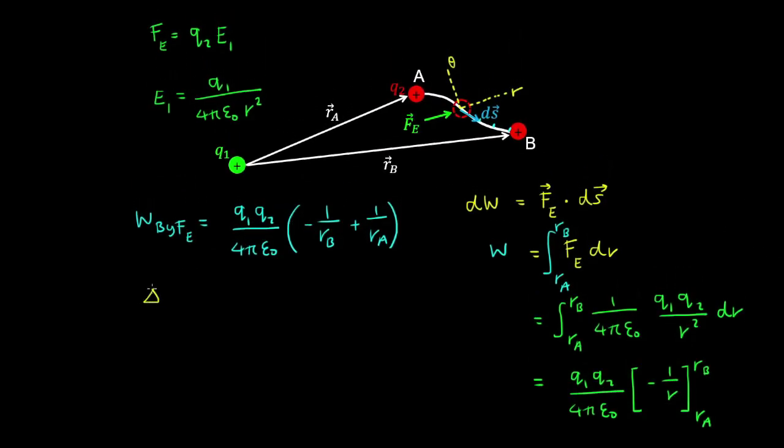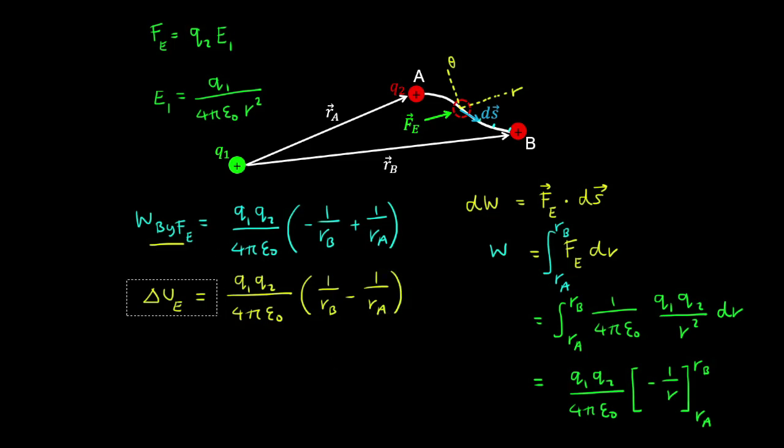The change in electric potential energy as the particle moves from position A to B in the electric field of charge 1 is equal to the negative of the work done by the electric force. So what we get is Q1 Q2 over 4 pi times the permittivity of free space times 1 on Rb minus 1 on Ra. We can write this change in electric potential energy as the electric potential energy at B minus the electric potential energy at A.